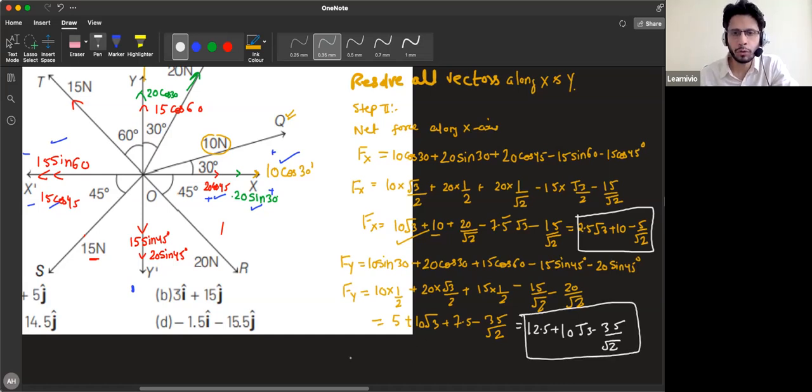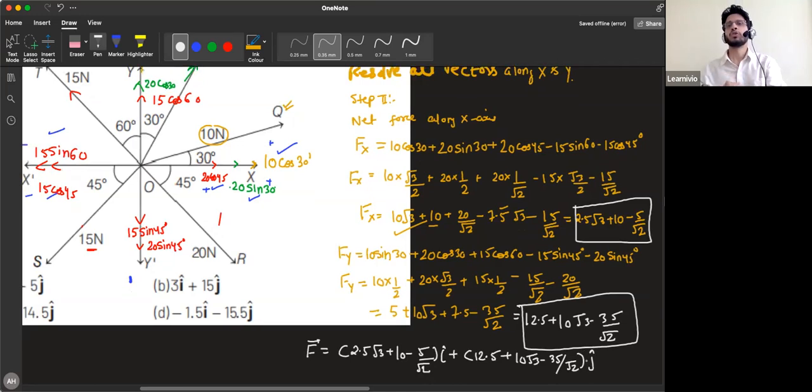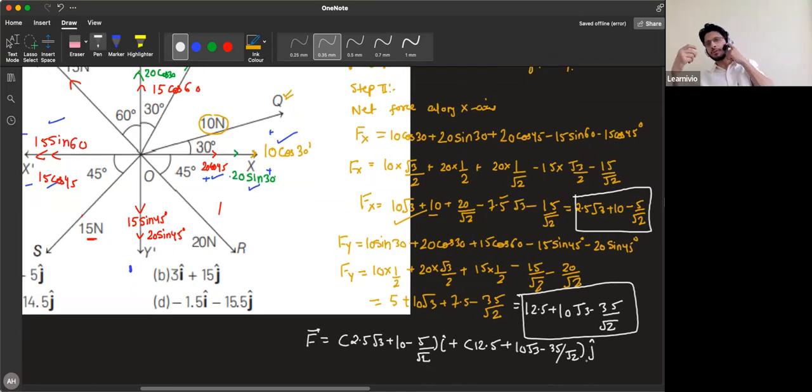Now, if you want to calculate the total force, it will be just Fx plus Fy. So that's 2.5 root 3 plus 10 minus 5 by root 2, i cap, plus 12.5 plus 10 root 3 minus 35 by root 2, j cap. So this is how we add more than two vectors using resolution.